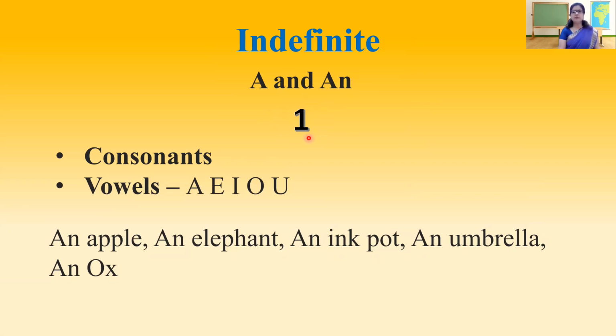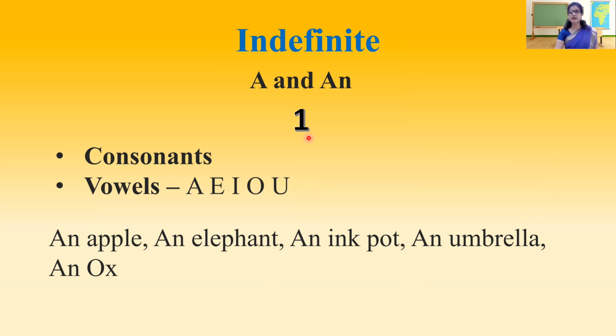For any countable noun, when there is only one, we use a or an. So for example, this is a book means one book. This is a pencil means one pencil. Pooja is a girl means one girl. Instead of saying one, we are using a.